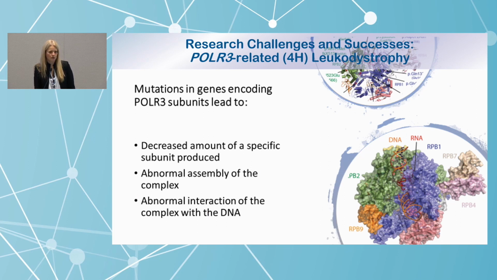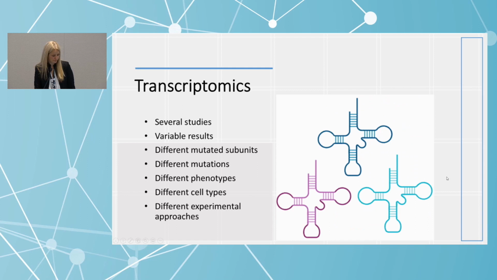So we now know it's a hypomorphic disease. You can have the disease if you have a lesser amount of a specific subunit. You can also have some variants that lead to abnormal assembly of the complex because of abnormal interaction between two subunits. And you can also have disease because of decreased interaction with the DNA for transcription.